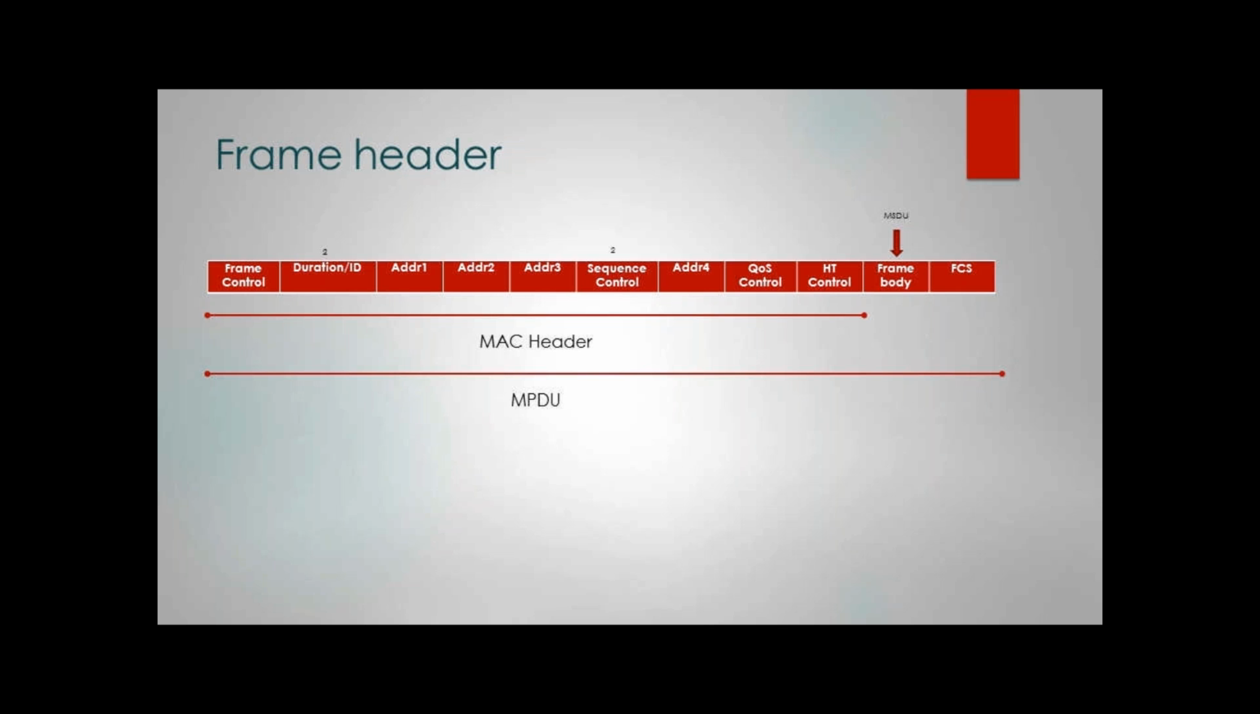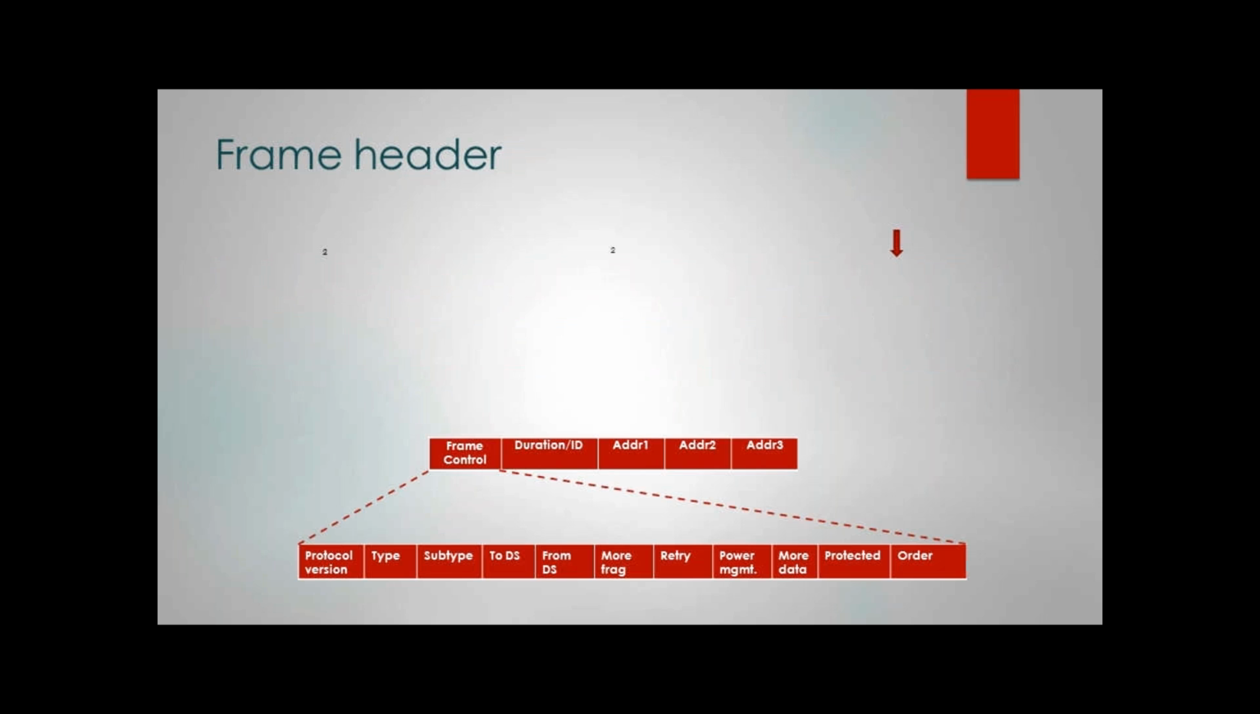All of these together form what is known as MPDU. If I go a little bit deeper, again, it's not my intention to analyze one bit at a time, but if I go deeper in the case of the frame control, I will find this structure. So the frame control, by the way, is 2 bytes long.